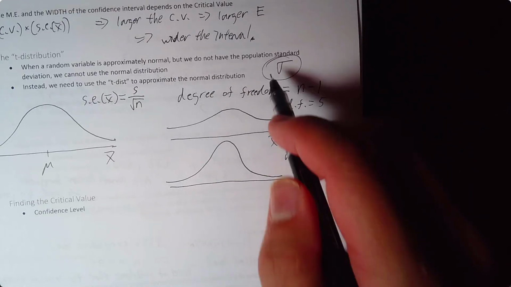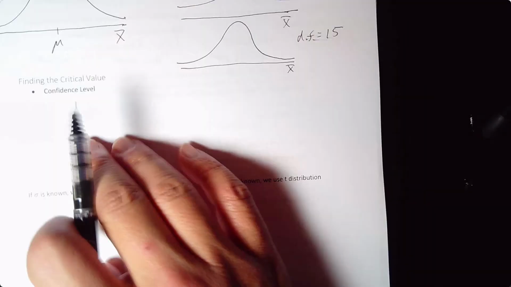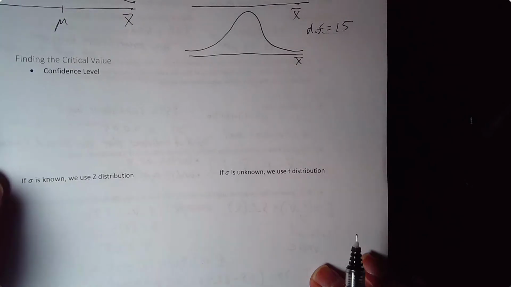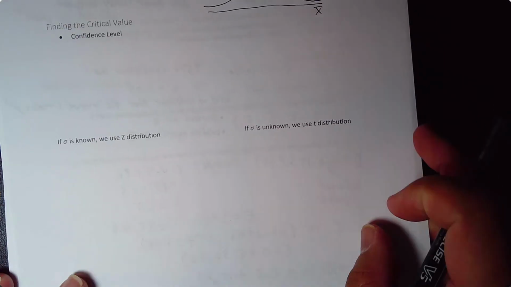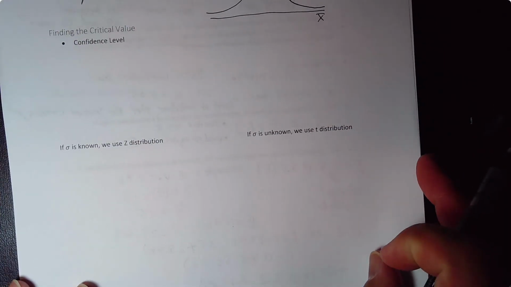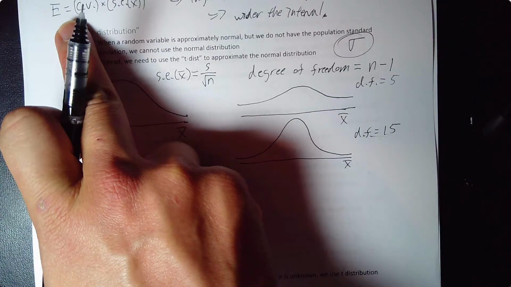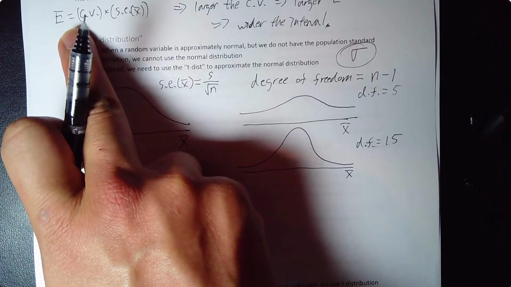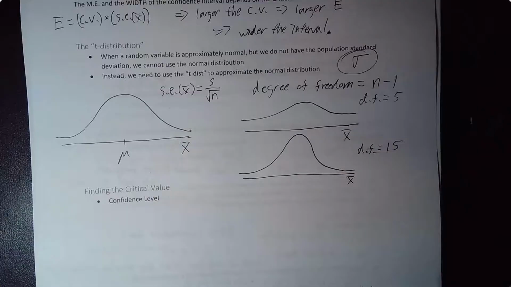Now we're ready to find the critical value. Finding the critical value is the first step in constructing a confidence interval, because we need it for our margin of error. Remember our margin of error formula: E equals critical value times the standard error of x bar. So we need to find the critical value first.